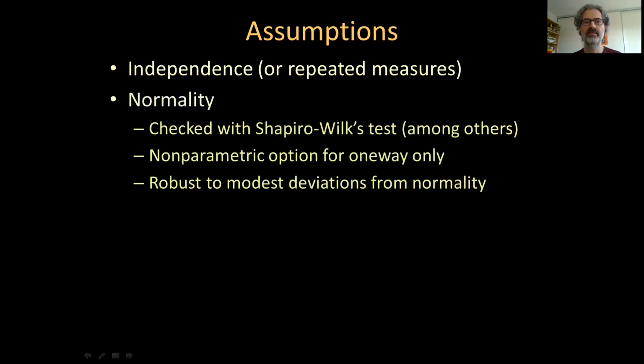The second assumption is normality. Our data must be normally distributed. And this is checked as usual with tests like the Shapiro-Wilk. There are other tests that are similar. If our tests violate the assumption of normality, then if we want to run a one-way ANOVA, there is a non-parametric option for that. So there is a different test that doesn't depend on this assumption that can be used.